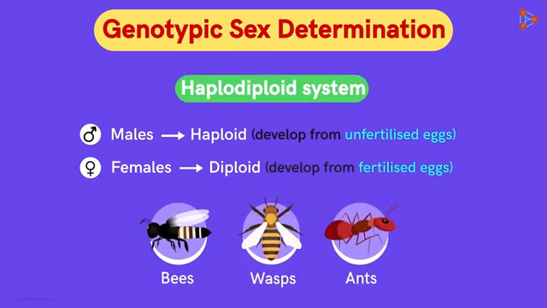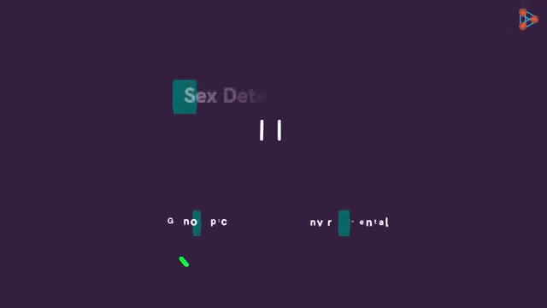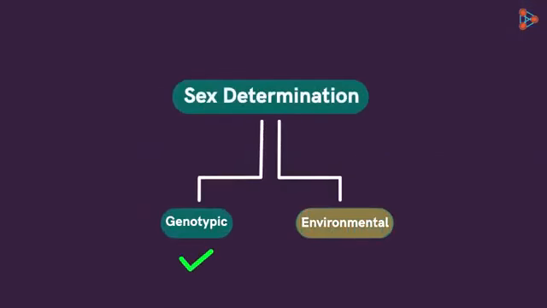There are a few more types of genotypic sex determination prevailing in nature. But for now, we will deviate towards the next type of sex determination, which is environmental sex determination. Let's learn about that in the next part.